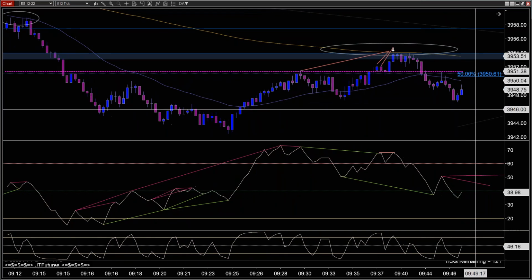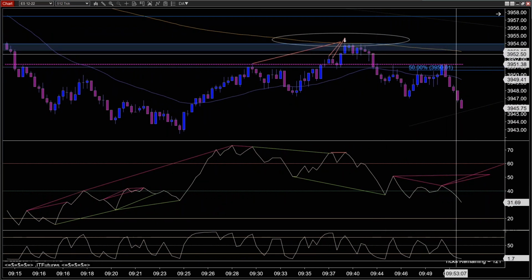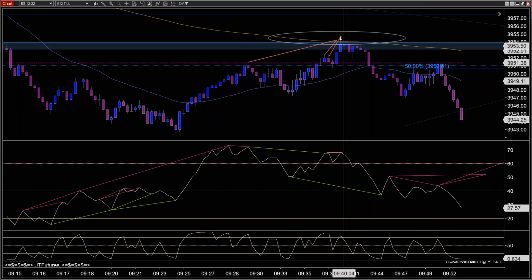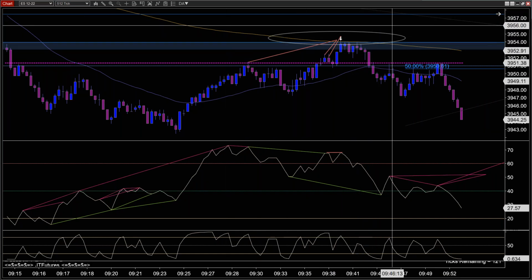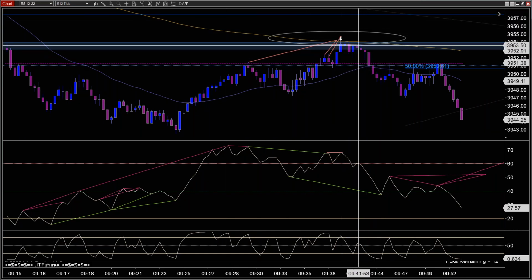And from there, we do get a pullback. Now, sometimes they don't work. Sometimes you get like a 2-point pullback, like right there, from 54 to 52. Next thing you know, it's bouncing and continuing to move higher. And that's where risk management comes in.